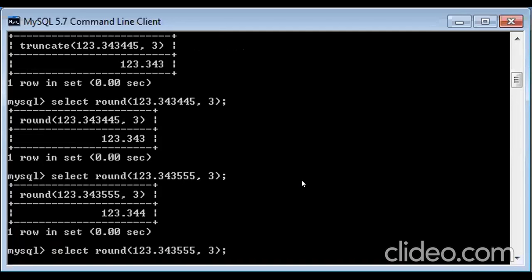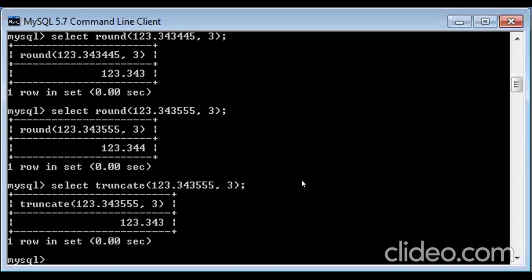But when the same thing goes with truncate, suppose truncate is written over here. In this case, you can see the value is still 123.343. So this is the difference between round and truncate. Round rounds up your values after seeing the next integer value, whatever the next number is, and according to that it gives you the output. But truncate, irrespective of the next integer that follows, just drops the remaining numbers.